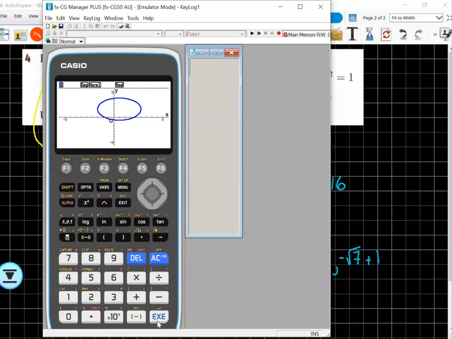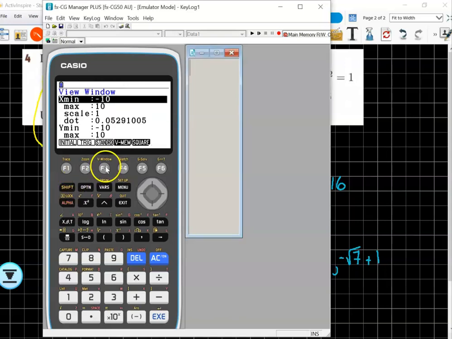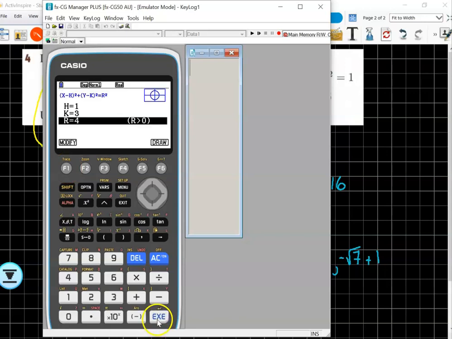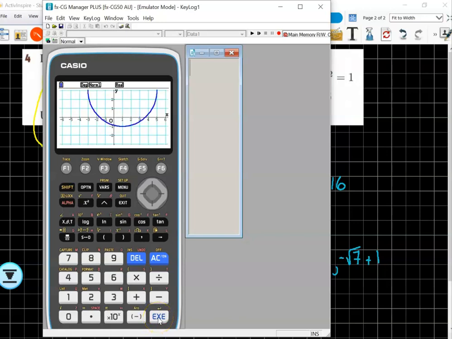So this is because of your scale, right? Remember when we always go back to our scale. Where do we get our scale? Shift view window. Now we always go for standard. Let's go to initial. Right, if we go to initial, you can see that the scale changes, right? And when I now press draw, you've got this.